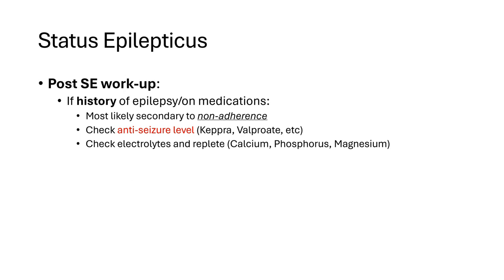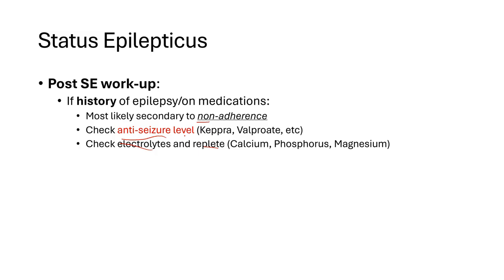Now, with people with SE, what exactly do we do once we take care of their status epilepticus? Well, if an individual has a history of epilepsy or they're on medications, realistically, there's not really much for us to do. Most likely, this is secondary to non-adherence, and in that case, we can check an anti-seizure level. Whatever medications they're supposed to be on, Keppra, valproate, lamotrigine, lacosamide, all these other anti-seizure medications, we can check their level to see if they are actually at therapeutic range. In some cases, it would be appropriate to check electrolytes and to replete, such as calcium, phosphorus, magnesium, etc.